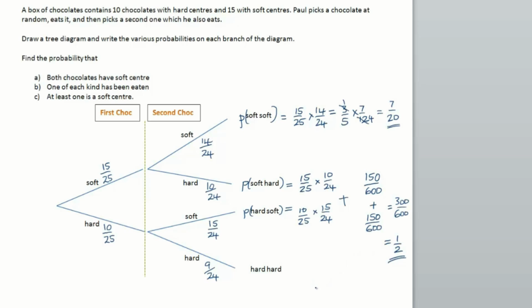And lastly, at least one is a soft centre. So if at least one is a soft centre, that's going to be all those three options except for two hard centres. Well, two hard centres is 10/25 multiplied by 9/24, which in turn simplifies down to 2/5 multiplied by 3/8, which is possible to cancel further into 3/20. So the probability of at least one soft centre is 1 minus the 3/20, which is 17/20.